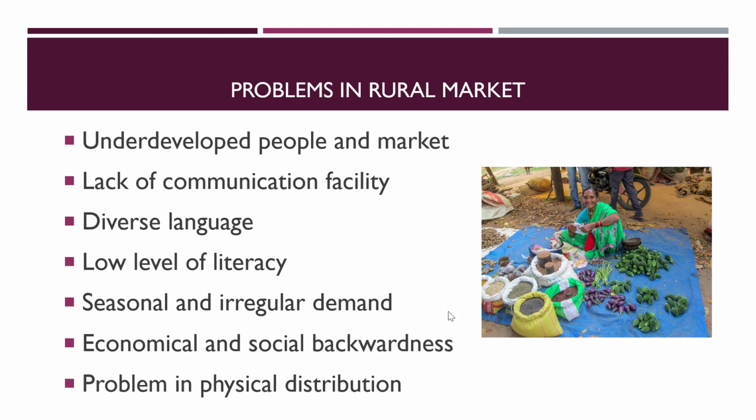And the last point is problem in physical distribution. As I mentioned before, there are hundreds of such villages. They are not even linked to the road. So forget about the railway, airway, and other ways of transportation, which makes it difficult to reach those people when it comes to the distribution of goods and services. So these are the key problems of the rural market.